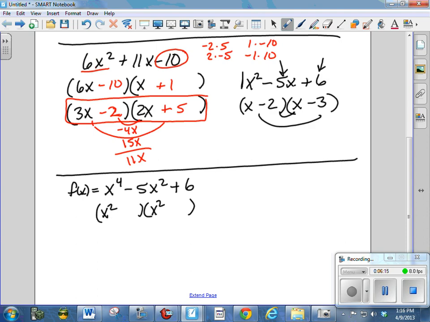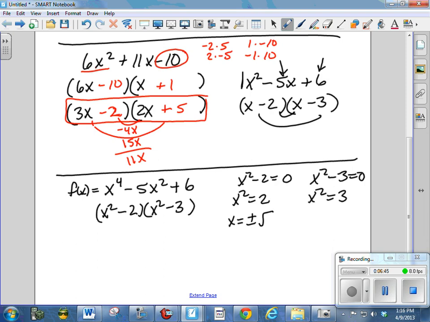And notice this is exactly what I just did. I must have been thinking about this example that I did yesterday. -2, -3. So I have x squared minus 2, x squared minus 3 are my two factors. That gives me the -5x squared for my middle term. I can set each of these factors equal to 0. So x squared minus 2 equals 0. X squared minus 3 equals 0. So I have x squared equals 2. X squared equals 3. So I have x is equal to plus or minus square root of 2. X is equal to plus or minus square root of 3. And there are my 4 zeros.